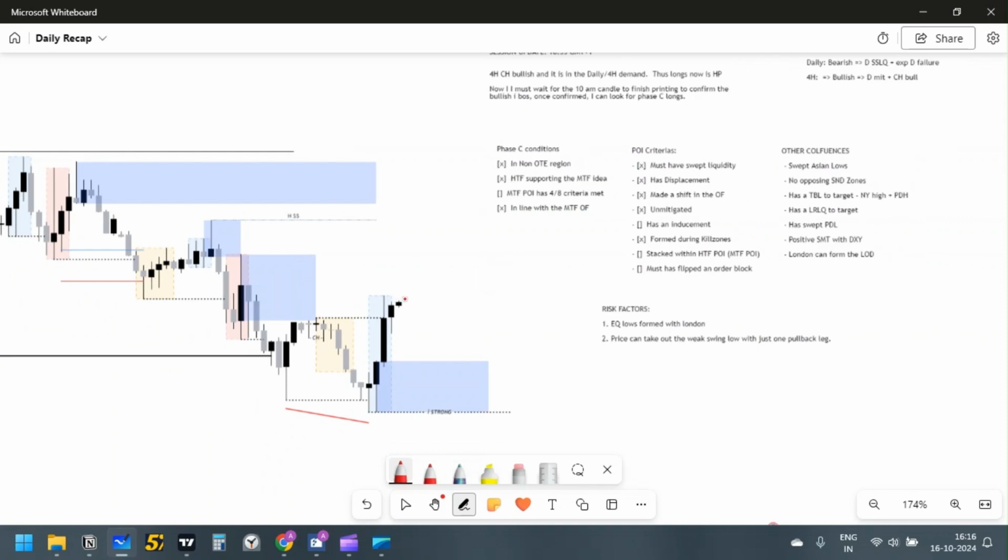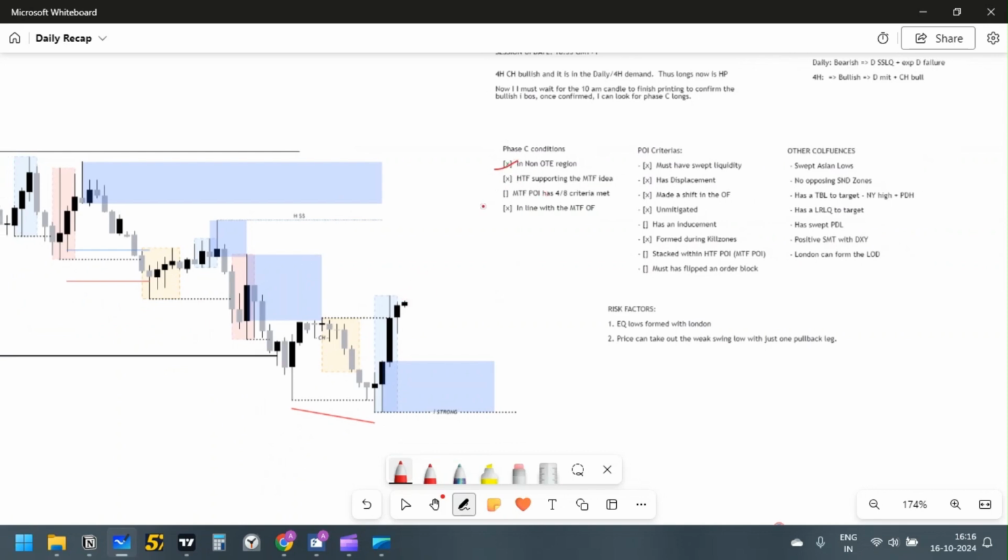So the price is still in the non-OT. The high time frame is supporting the medium time frame idea because price has tapped the 4 hour demand and it's a CHoCH bullish, which means there could be an internal pullback in the high time frame, which means this swing high can be taken out because this swing high is the internal high of the 4 hour chart. So the high time frame is in support, and the medium time frame has 4 rotated criteria met. Yes, it has 5 rotated criteria met.